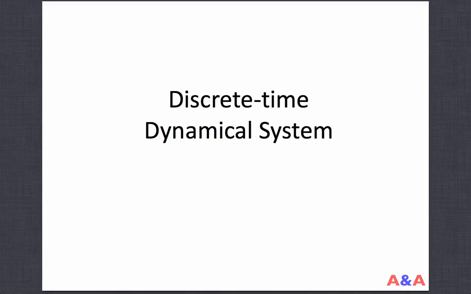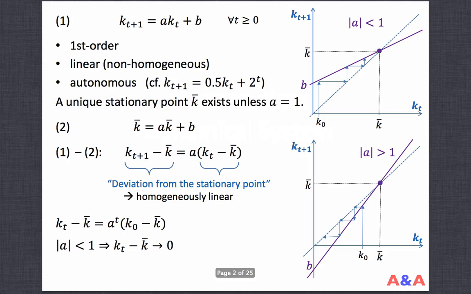In this class, we study discrete-time dynamical systems used in economics, and the reference is Stokey-Lucas-Prescott, Chapter 6. So let's start with the simplest dynamical system: k_{t+1} = A k_t + B. k can be any variable, such as savings, capital, price, whatever.